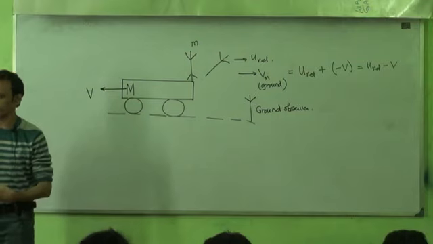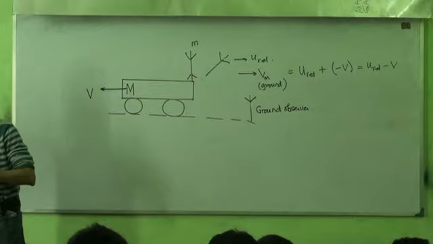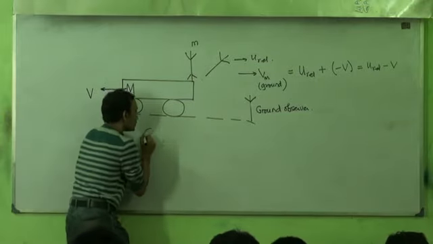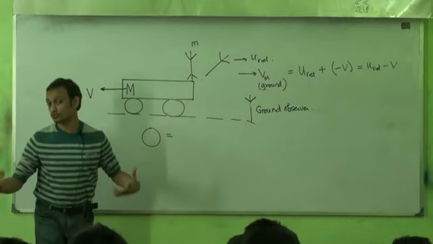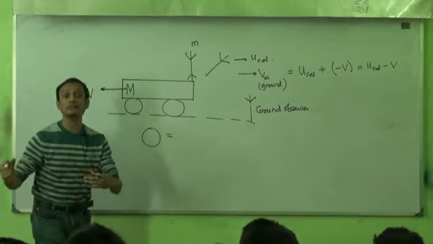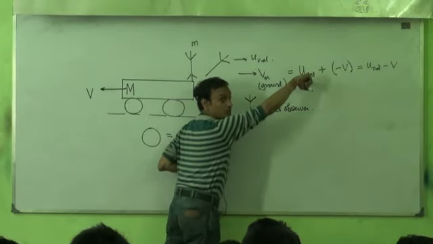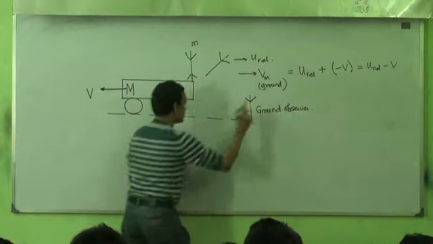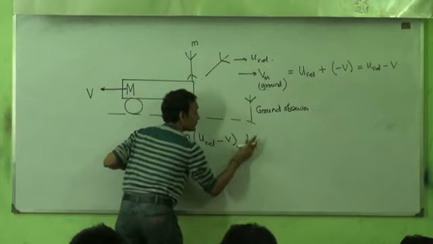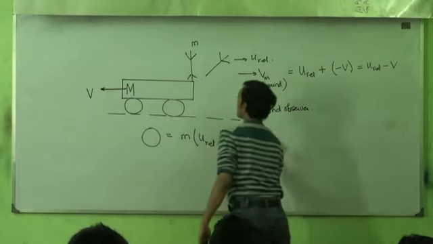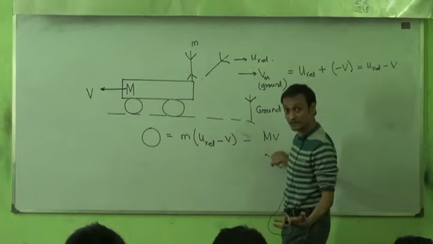In the ground frame, there was no net linear momentum before the jump, and therefore just after the jump, the net linear momentum of the man plus trolley is going to be small m times the velocity of the man as seen by the ground observer, which is urel minus v, and then minus capital MV. That's the net linear momentum just after the jump, yes or no?